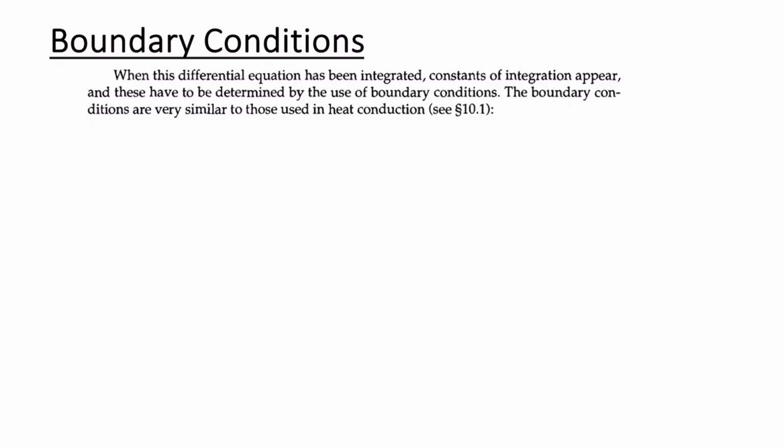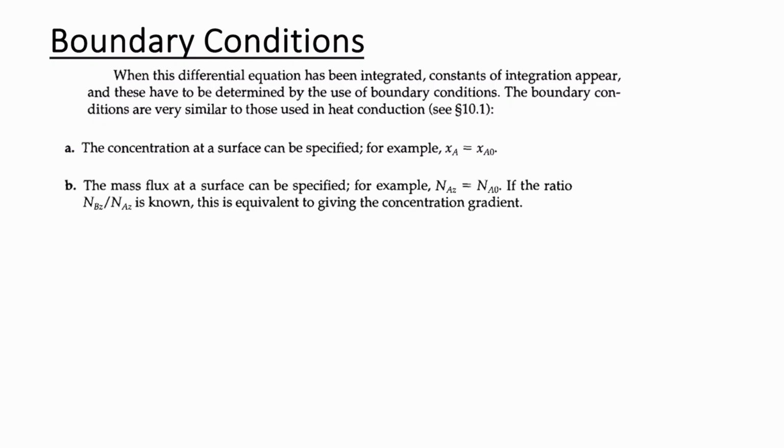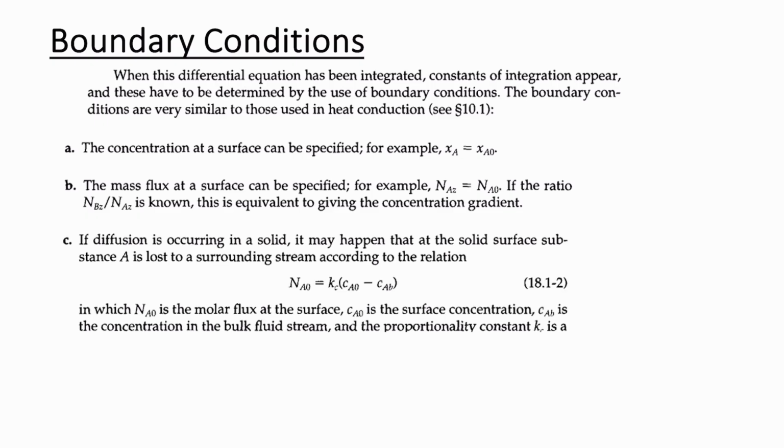When this differential equation has been integrated, constants of integration appear and these have to be determined by the use of boundary conditions. The boundary conditions are very similar to those used in heat conduction. The concentration at a surface can be specified, for example, XA is equal to XA0. The mass flux at a surface can be specified, for example, NAZ is equal to NA0. If the ratio is known, this is equivalent to giving the concentration gradient.